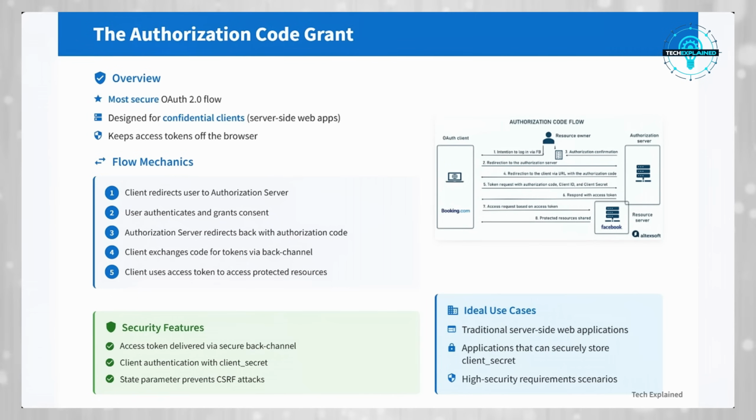The security of this flow lies in the separation of channels we discussed earlier. The powerful access token is delivered directly to the client's backend over the secure back channel and is never exposed in your browser, minimizing the risk of leakage. This makes the authorization code grant the gold standard for server-side applications. But what if your application can't securely store a secret? Let's look at how OAuth 2.0 addresses that challenge.